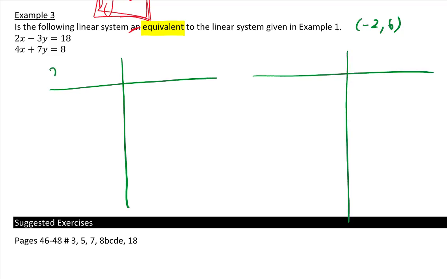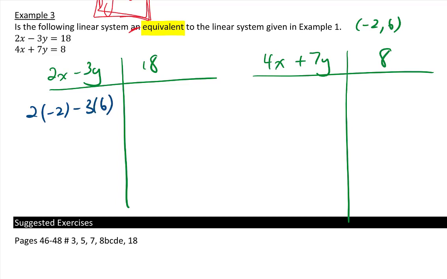So we set up our t-charts. 2x minus 3y equals 18. 4x plus 7y equals 8. And then we just check our work. So 2 times -2 minus 3 times 6. That's -4 minus 18. That is -22. That is not even close to 18. So we can stop there and say it's definitely not an equivalent linear system because this point is not on this line here. But let's check the second one just for fun.